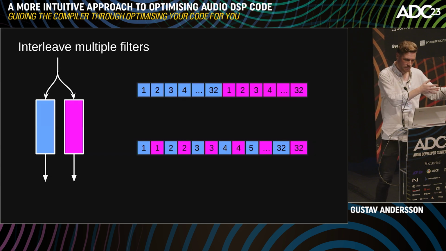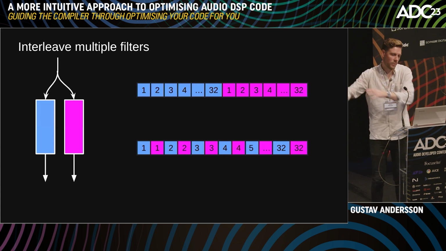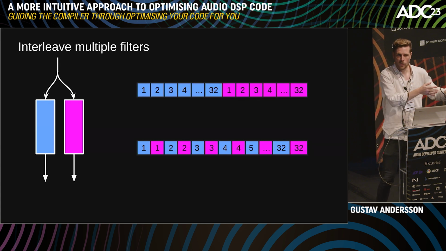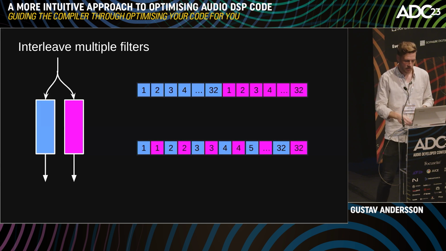Like one sample from this filter, one sample from this filter. And when you get back to the second sample, all the previous calculations have gone through the pipeline, so you can just keep going right away.